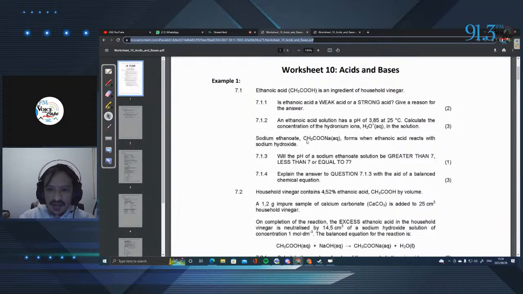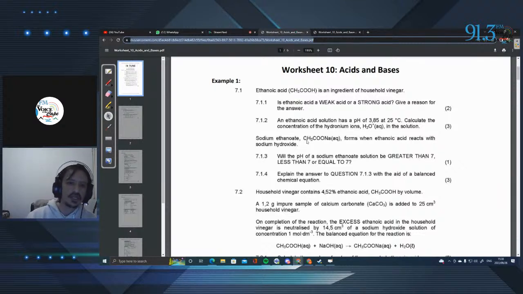7.1.2. An ethanoic acid solution has a pH of 3.85 at 25 degrees Celsius. Calculate the concentration of the hydronium ions in solution. So this is a fairly simple problem.